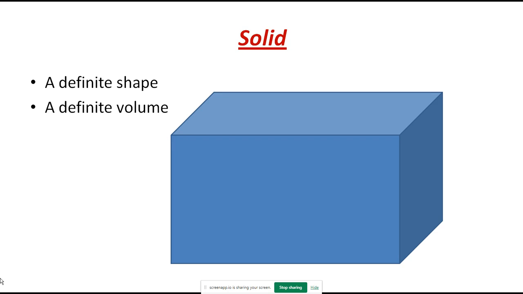Number two, a definite volume. This means that it takes up the same amount of space no matter where you keep it. For example, a block of wood, tissue paper, and your pencil, these all are solid state of matter. Even if you keep them on your desk or anywhere, they will take the same amount of space. That means it has a definite volume.